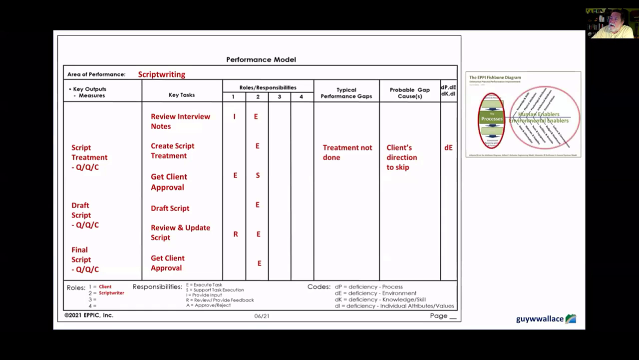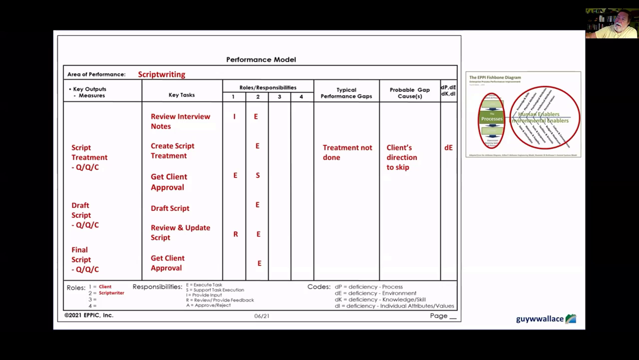So that's looking at the process. When you're looking at the probable gap cause, is it a D, P, E, K, or I? That's when you've got this mental model. Again, that's my mental model. You can adopt it. You can adapt it.